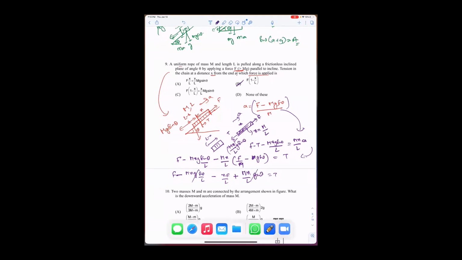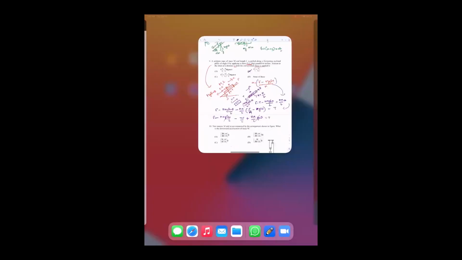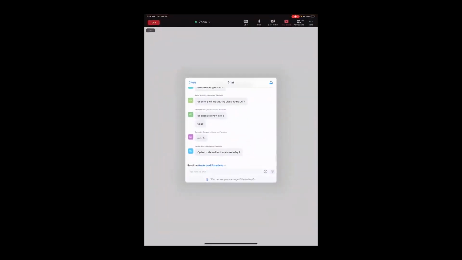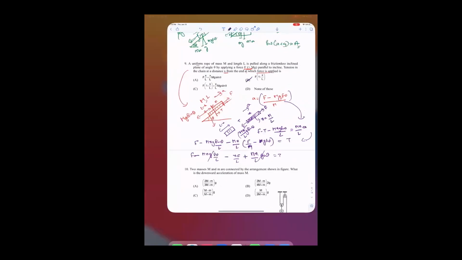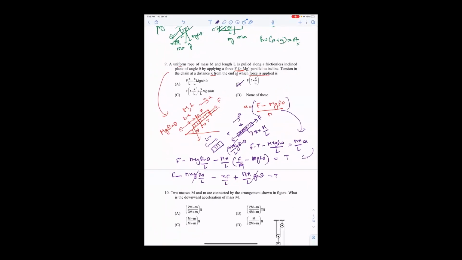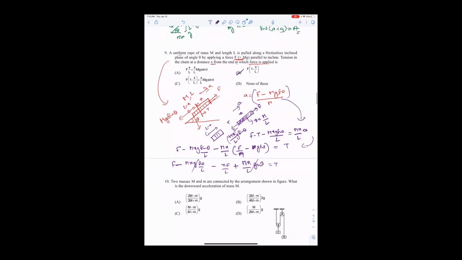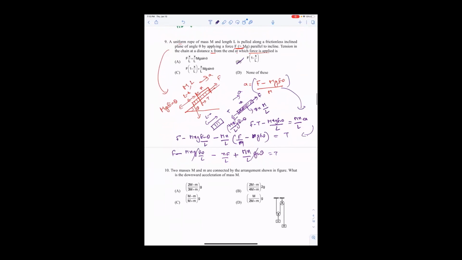Let me see, has anyone solved it? Anyone send the answer? Question number 9, option C. This is question number 9. You're getting option C. Did I miss anything, guys? As far as I have done, I guess, right?